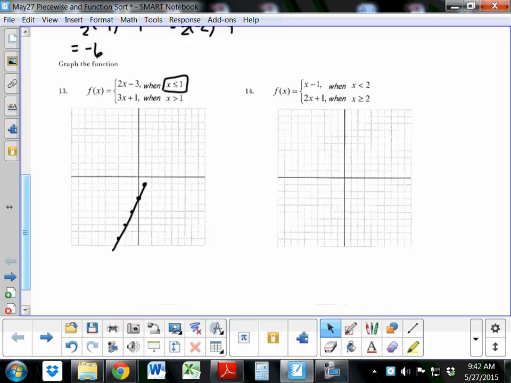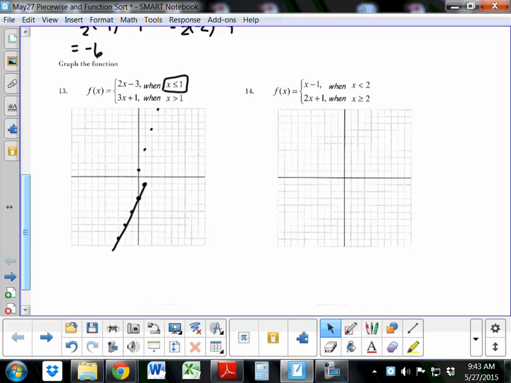1. What is the slope? 3. So where do I start? 1. Kristen? Positive 1 on the y-axis. Okay. Go up 3 and you put the 1. Okay. So I'm going to do that as much as I can.